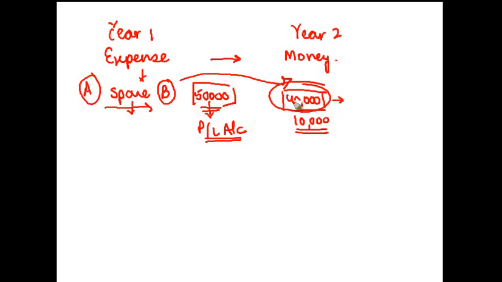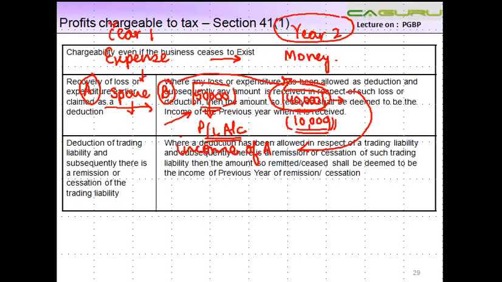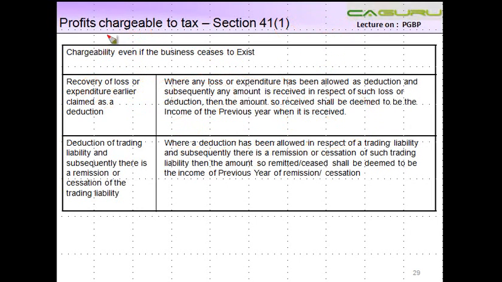In such cases, if A has actually debited 50,000 to the profit and loss account, this excess or this reversal of 10,000 which he gets in year 2 is going to be treated as income, right? Income of A. Why? Because you've claimed an excess deduction in the first year, so as and when this amount is received back, you get a taxation event on this. Let's read how this fares.